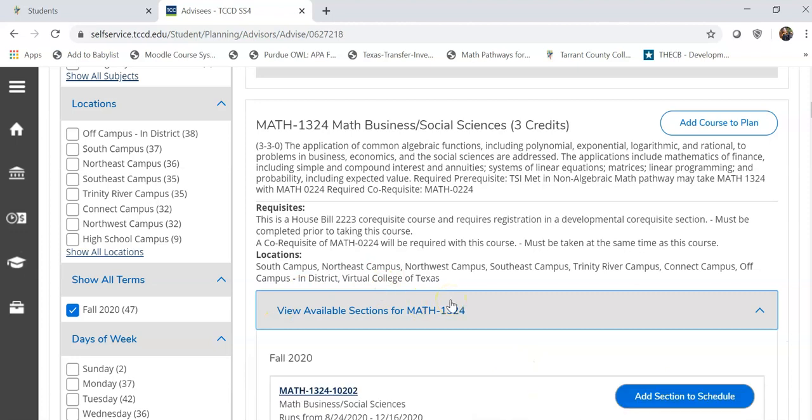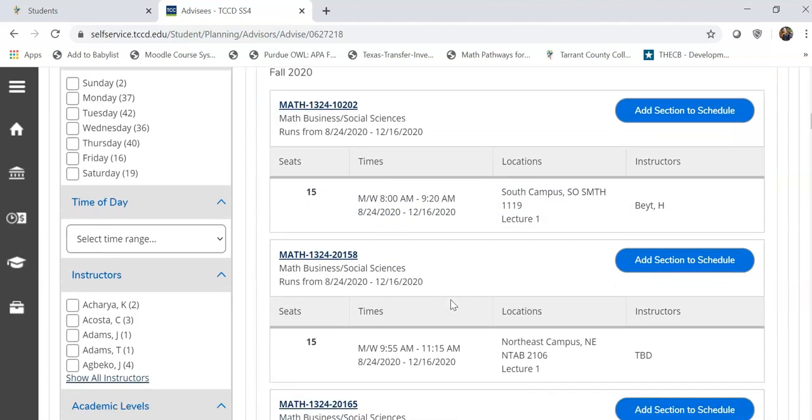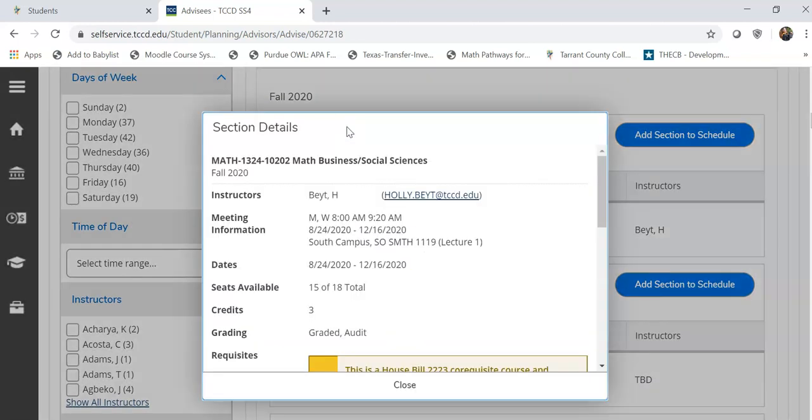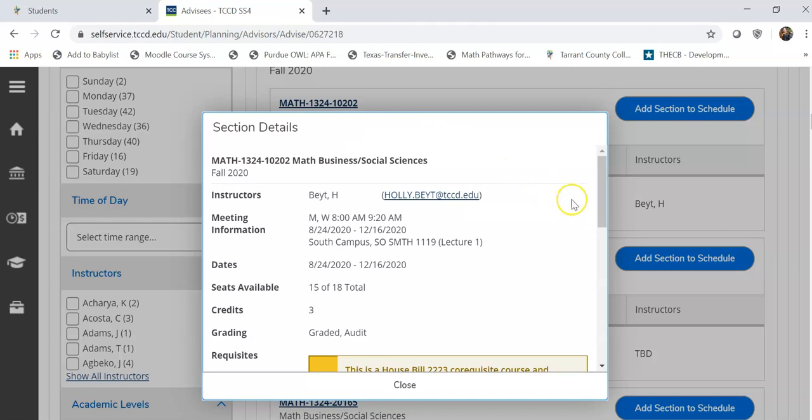So this is what this could look like. So let's say if you went to Professor Bates' class, so there's Holly Bates, Monday, Wednesday, 8 a.m. to 9:20.